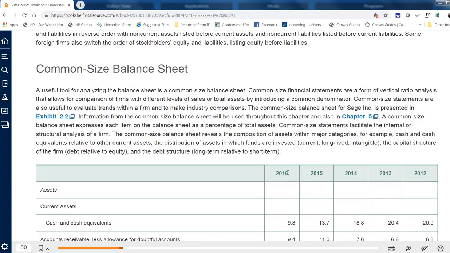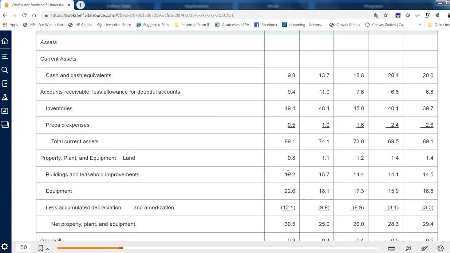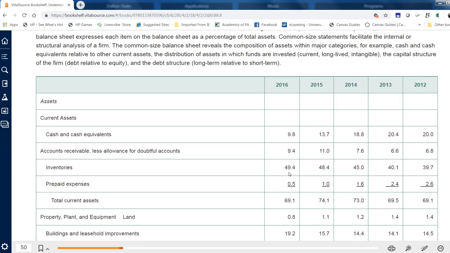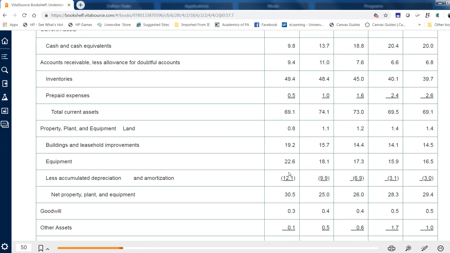And so when we come down to here, we see that cash and cash equivalents for 2016 represent 9.8% of total assets. And so you would go through, and again, you'd set this up in an Excel spreadsheet and use formulas, and bingo, you've got it done. Back in the old days, before Excel existed, and even before the old version of Lotus 123 existed, we had to go and do it the old-fashioned way.